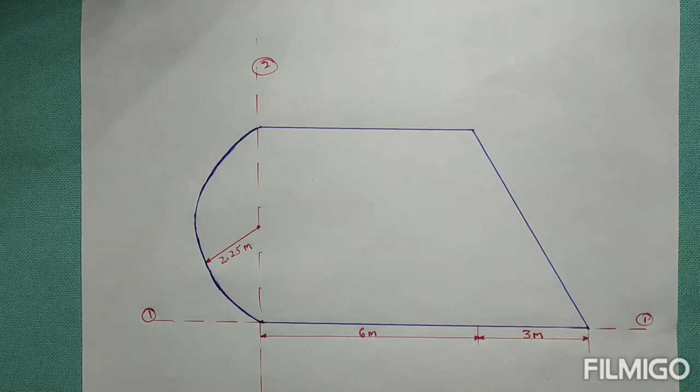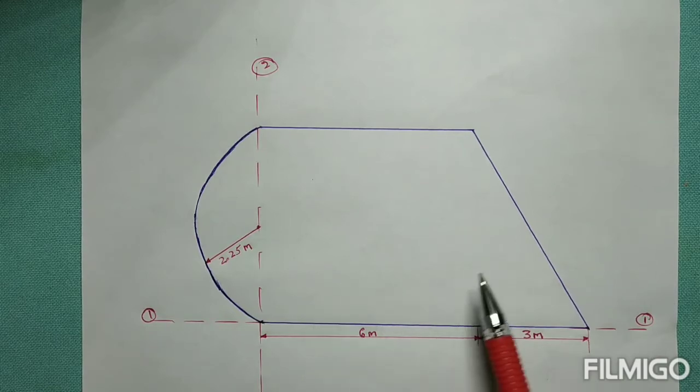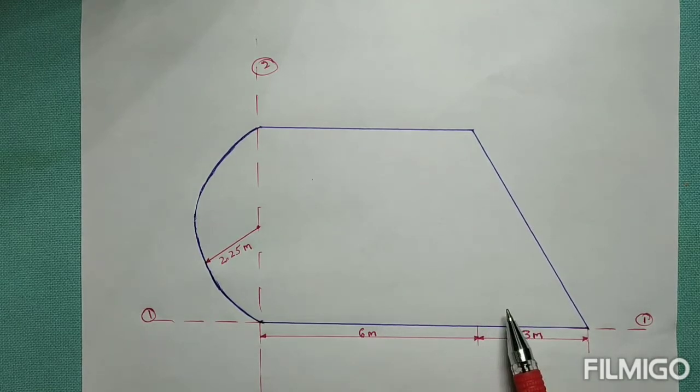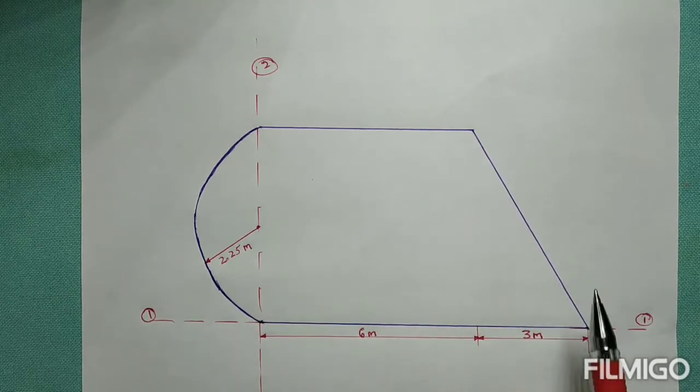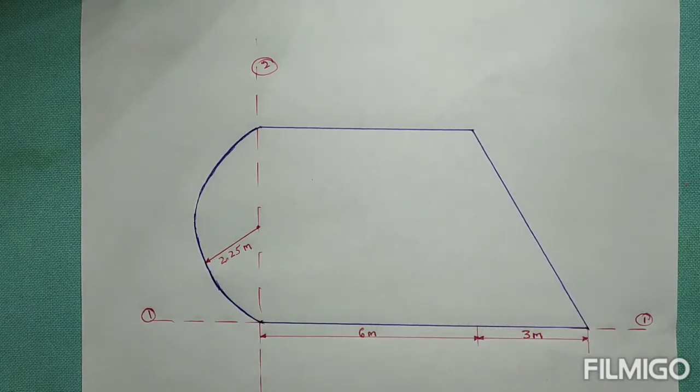You can see in this figure, on the left side, one semicircle, then a rectangular shape, and next one triangular shape. So in this shape we can see one semicircle, rectangular and triangular. This type of shape is a composite section or built up section. Here we are going to find the center of gravity of this section.